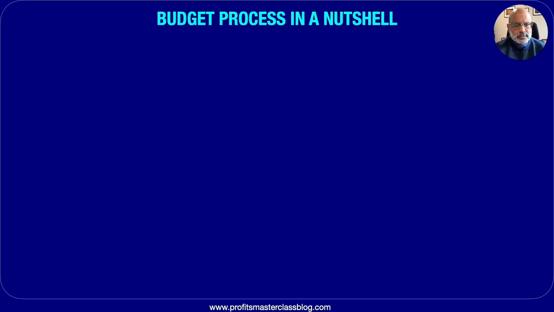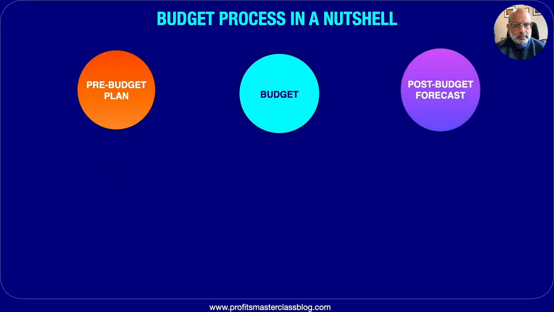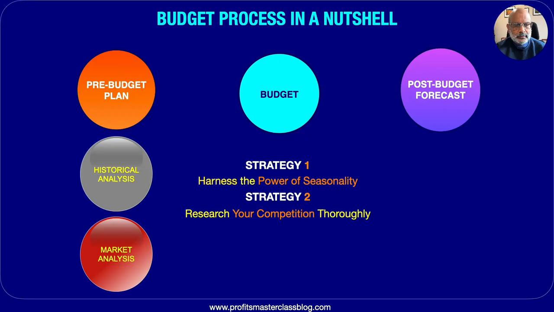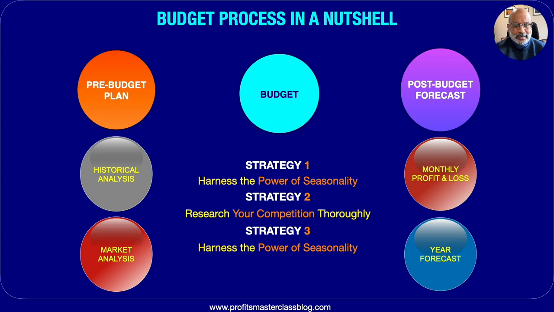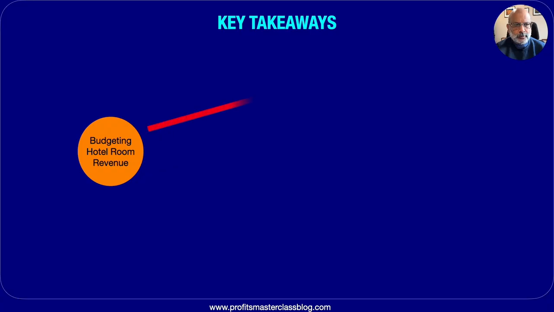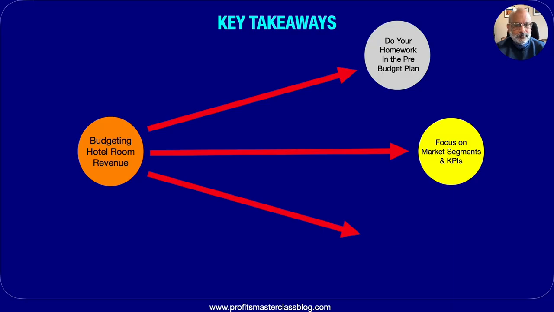So we can recap the 3 stages of the budget process as above: a before budget, historical and market analysis, 3 strategies during the budget process, and a post-budget forecast stage relating to actual financial statement results. And in doing so, you will carry the following key takeaways. Let's summarize the strategies we unlocked and which you will be using going forward. All of these will achieve you higher room revenue consistently.